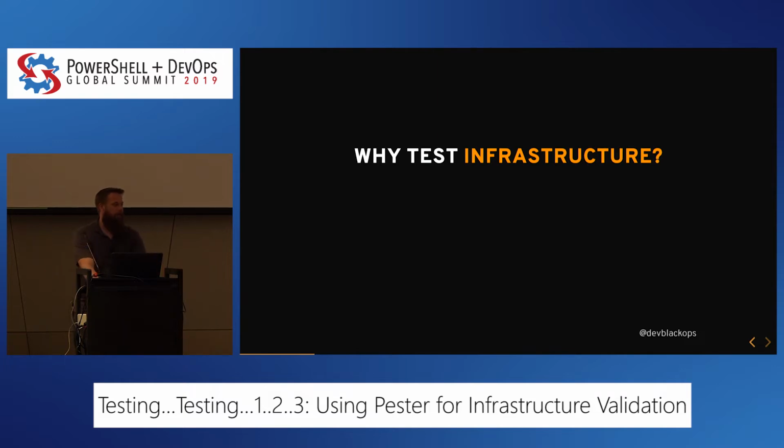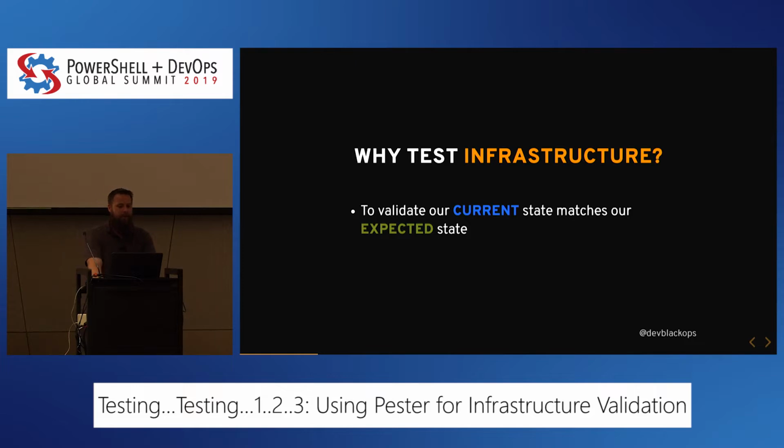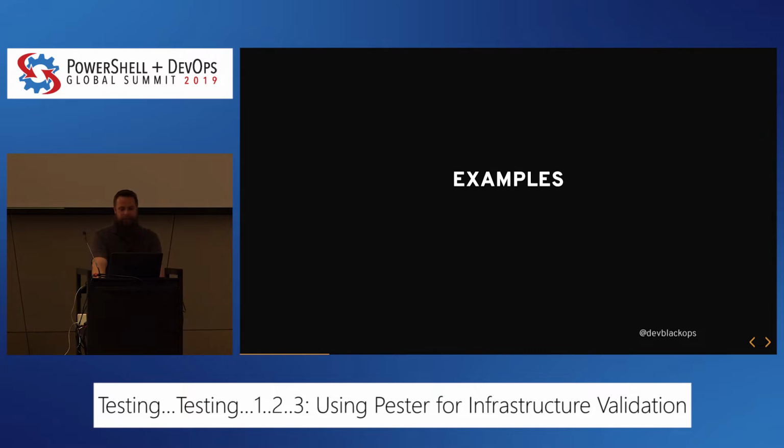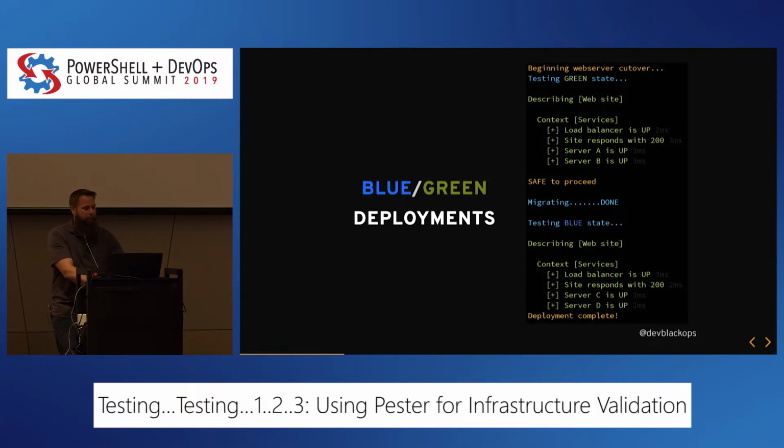So why would we want to test infrastructure? We want to validate that our current state matches the expected state. And we want to notify us when those states differ. And ultimately, we want to perform sanity checks before and after changes and provide some guardrails for our automation. So let's look at some examples of that.